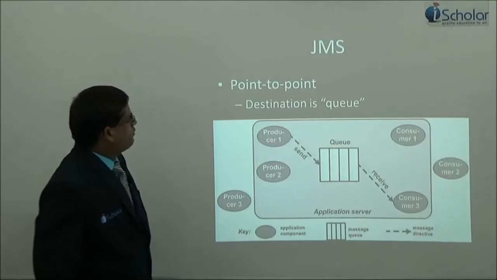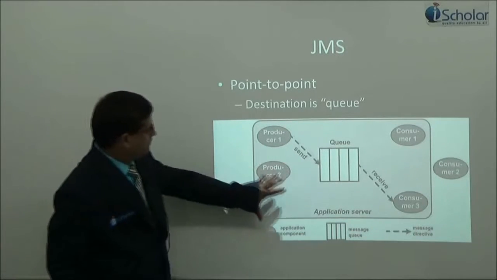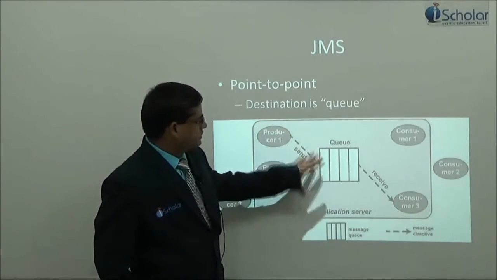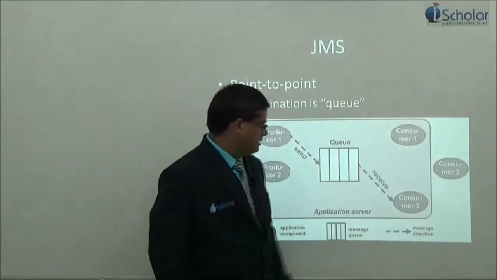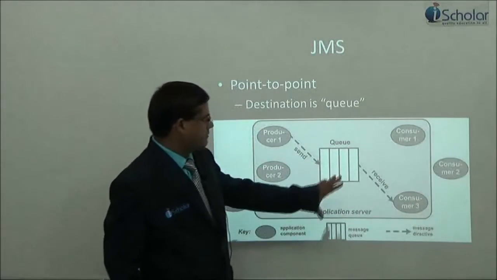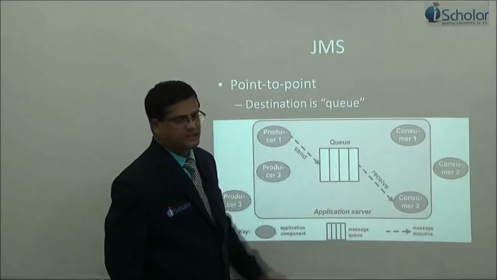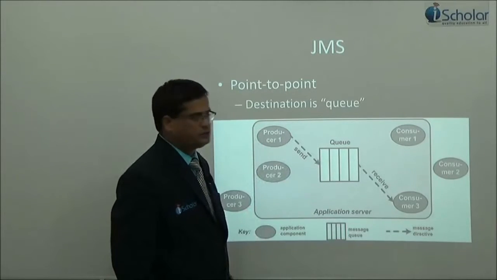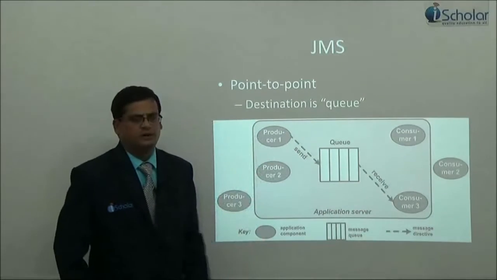When we talk about point-to-point, you can see how it works. You have different types of producers. The producers keep on sending requests to the queue. From this queue, the consumer can receive. We can maintain a message queue, and from the message queue we can get different messages and send them to the different consumers. This is what point-to-point is. There is a point producer and a point consumer, and they talk to each other with the help of the queue.